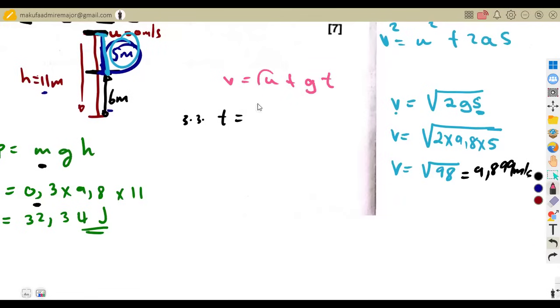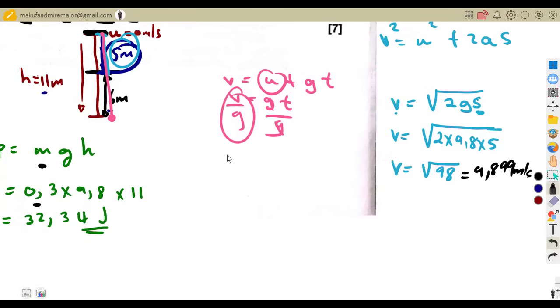But always, as we are moving from a certain point going down, the initial velocity is 0 there. So it means V is equal to GT. If V is equal to GT, what about T? T is equal to V divided by G. So time is V over G. Whenever you're calculating time, you can use that. It's a formula that you are supposed to know.